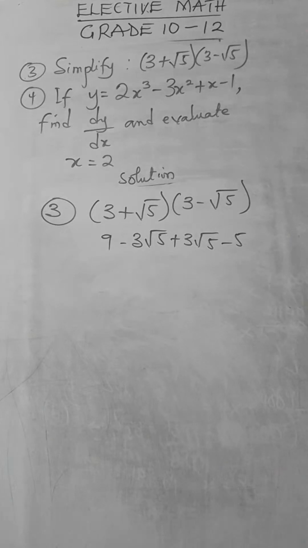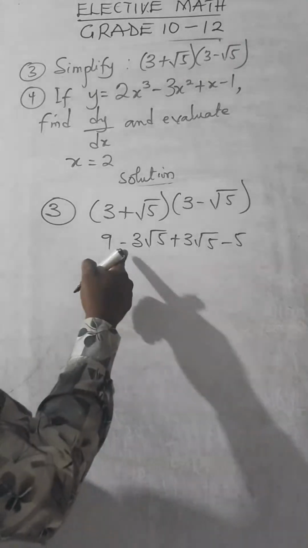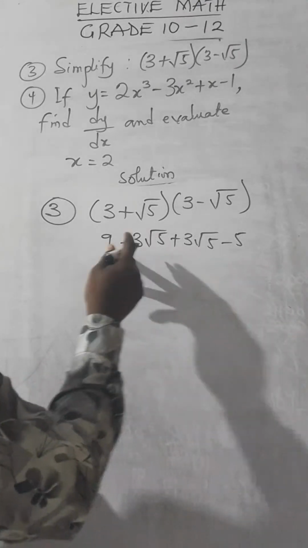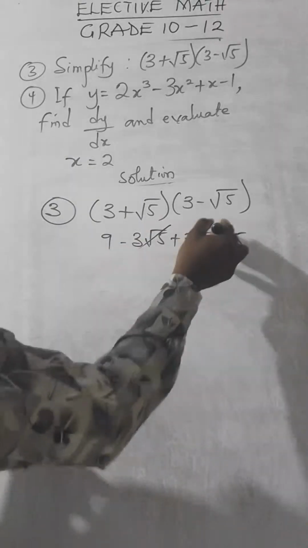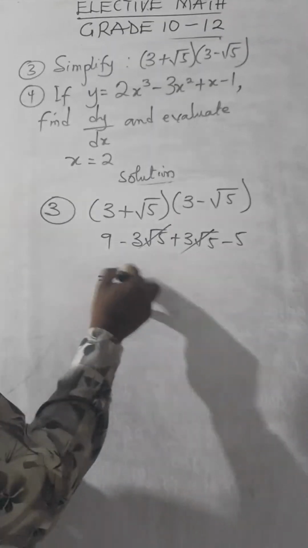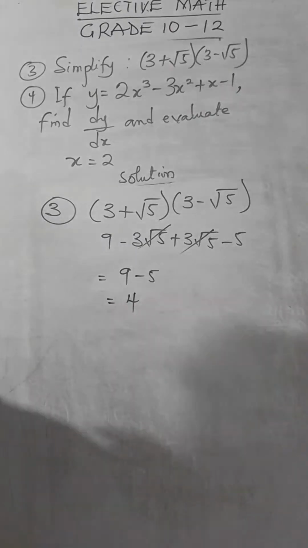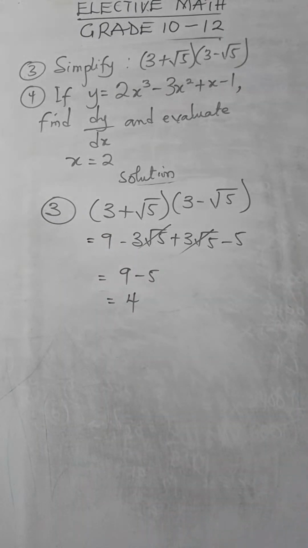Okay, so with this one, because you have minus 3 root 5 and plus 3 root 5, the negative and positive cancel out. So you get 9 minus 5, which is 4.